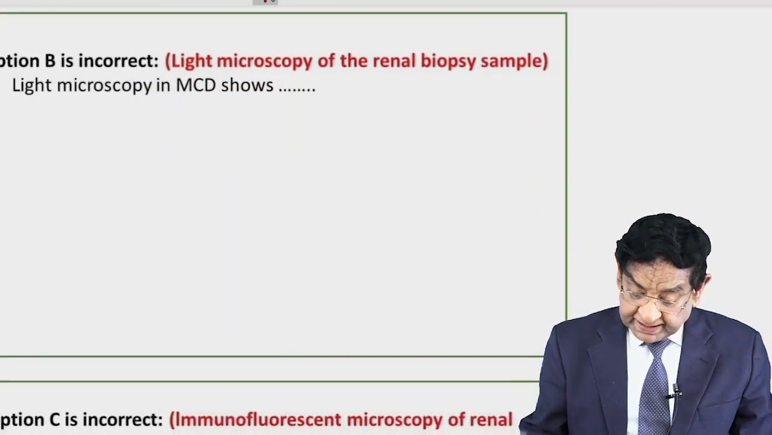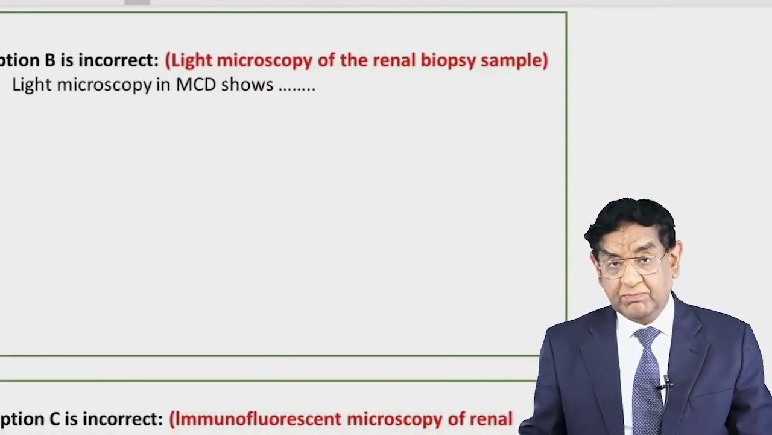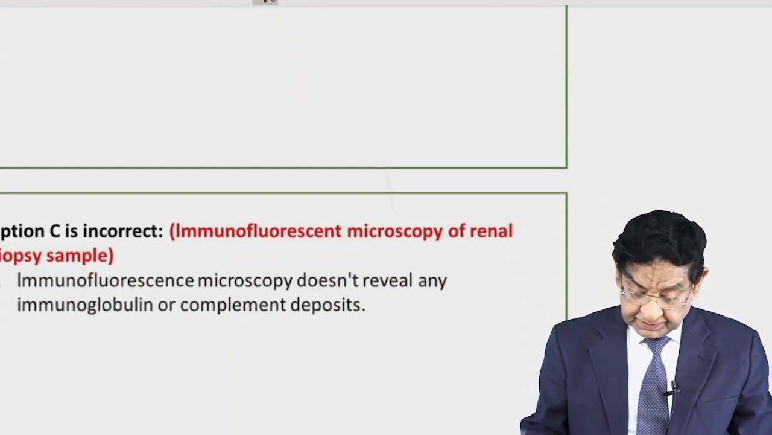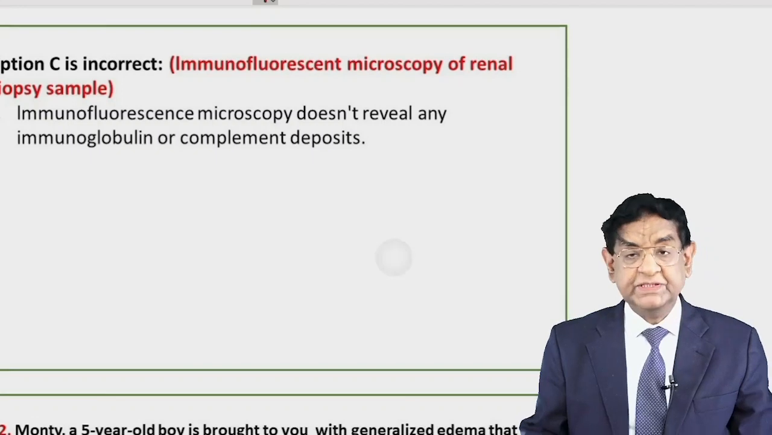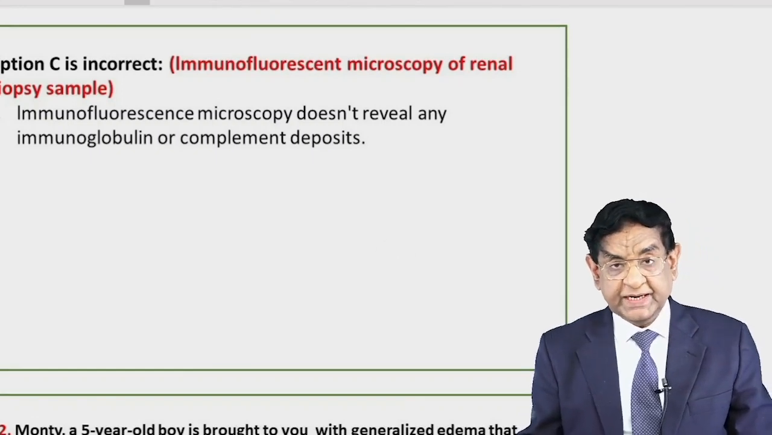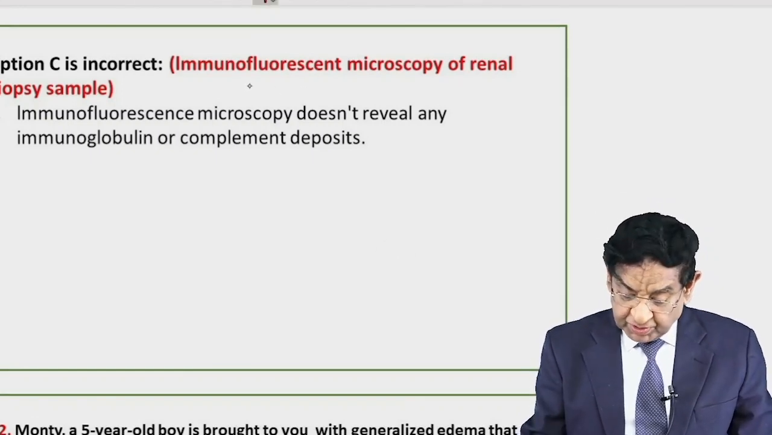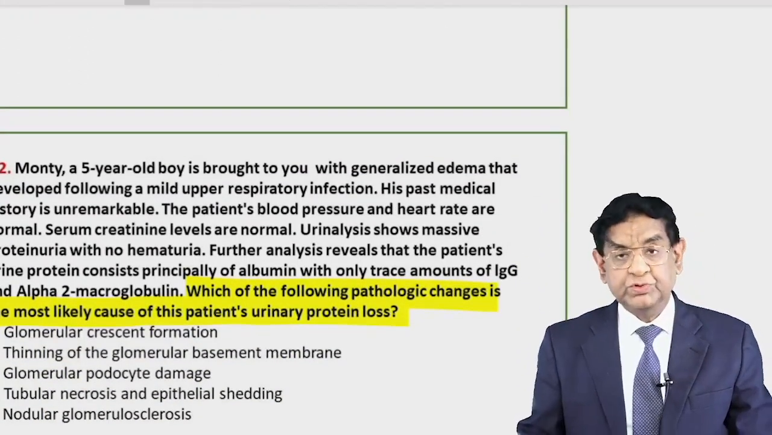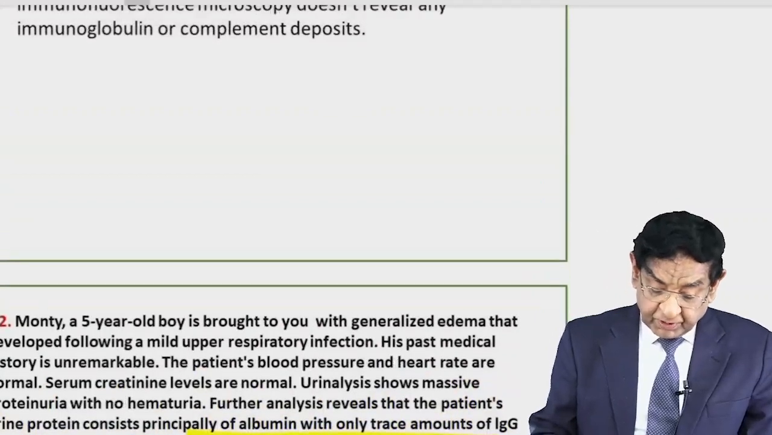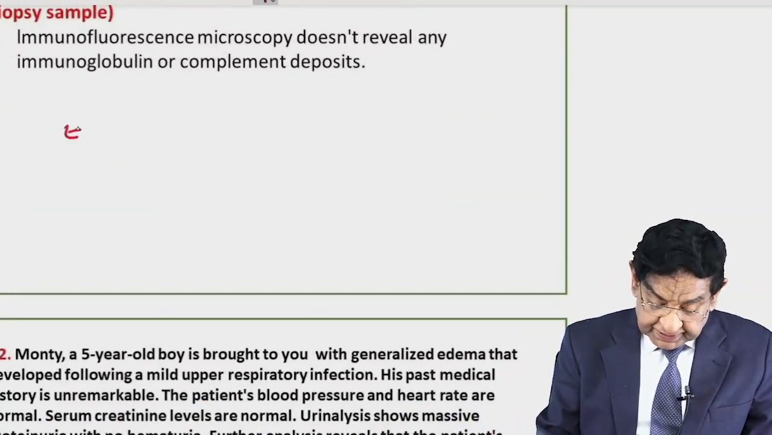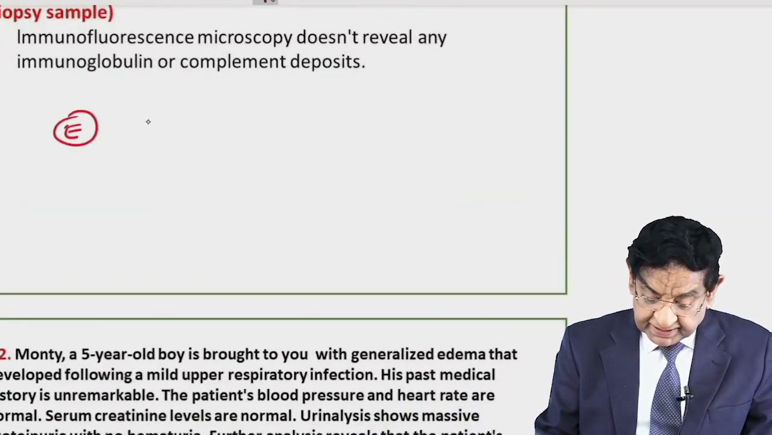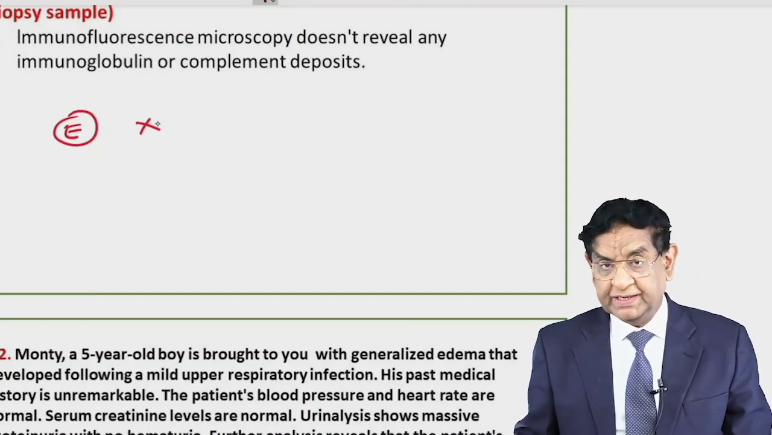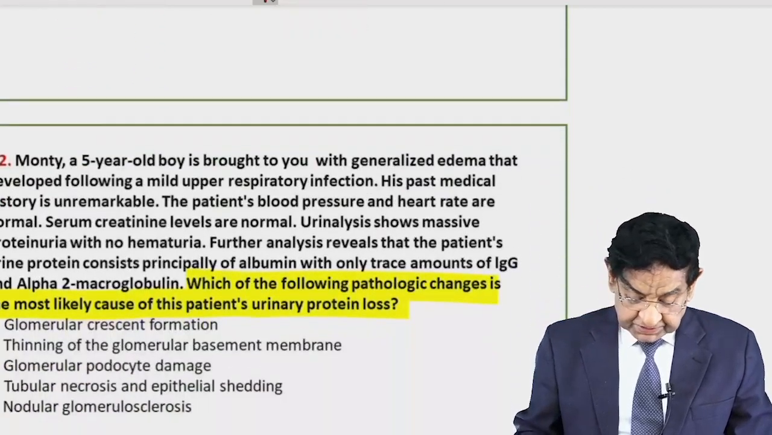Option B, light microscopy, the sample will be normal, so it has no role, I discussed. Similarly, immunofluorescence will be normal. Why? There is no antigen antibody deposition, so it will be normal, so there is no role. And what about option E, which is talking about urinary sediment? There is no urinary sediment, that means it has no role in helping diagnosis.